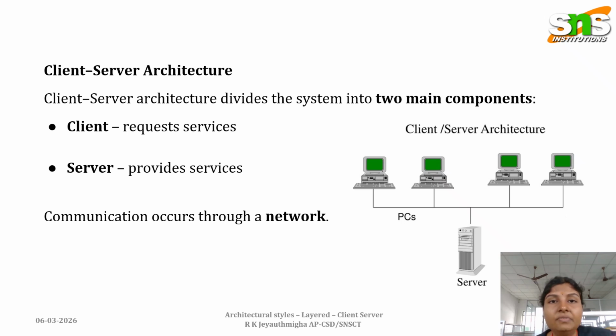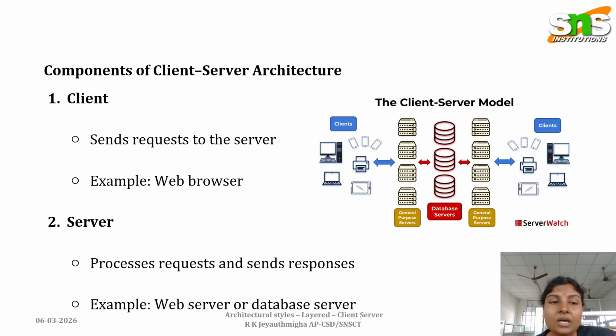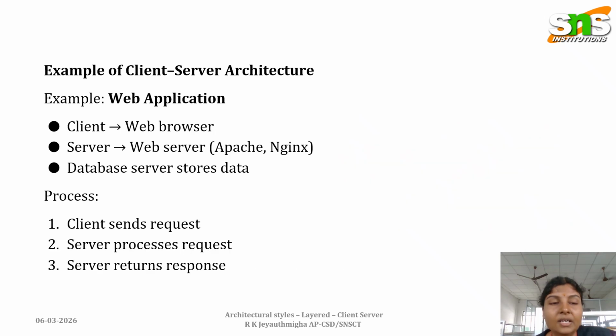Client-server architecture divides the system into two main components: client, which requests the services, and server, which provides the services. Communication occurs through a network. Components of client-server architecture: the client, which sends the request to the server, for example, a web browser. The server processes the request and sends a response to the clients, for example, a web server or database server.